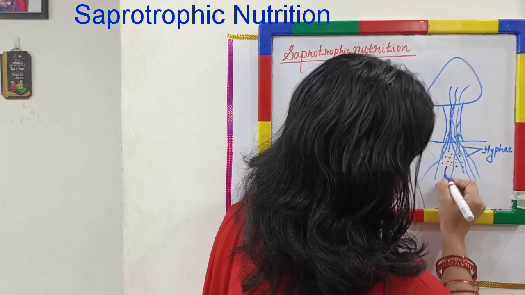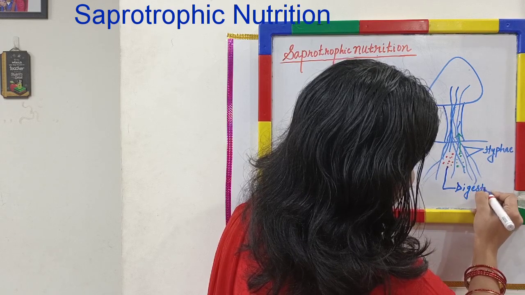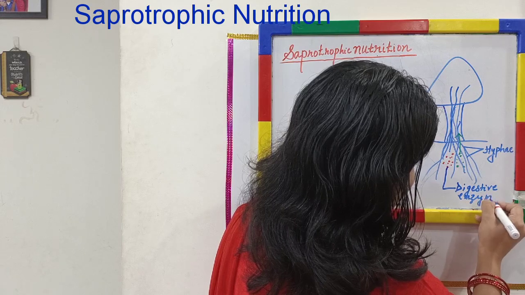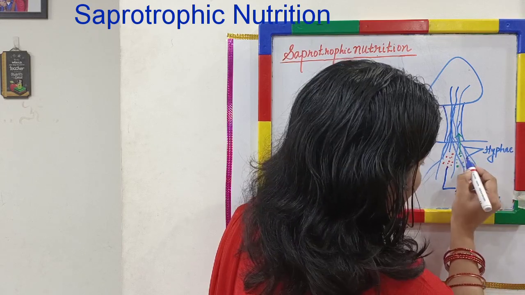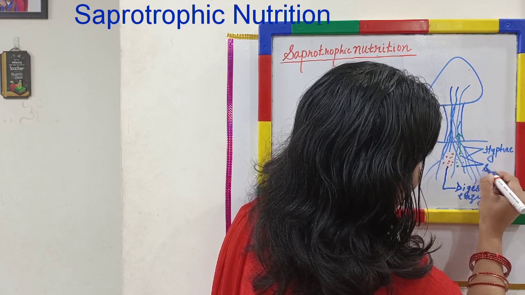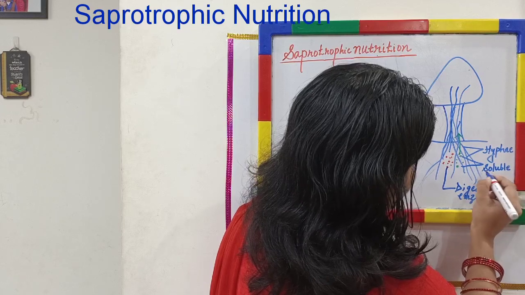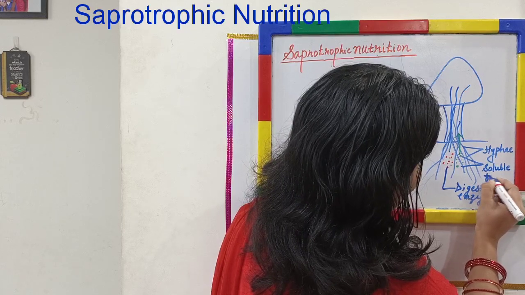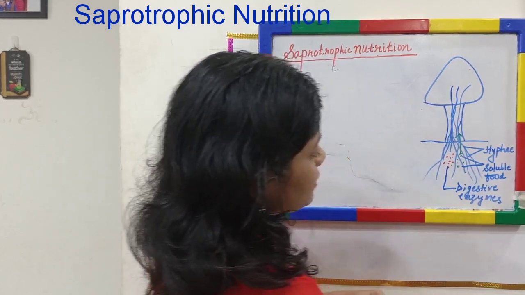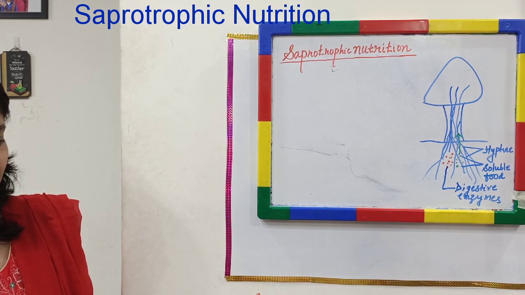So what are these? These are the digestive enzymes. And what do they do? They convert the organic matter into a soluble, you can say food. It is the soluble food for the fungus. So now we may understand what is saprotrophic nutrition.